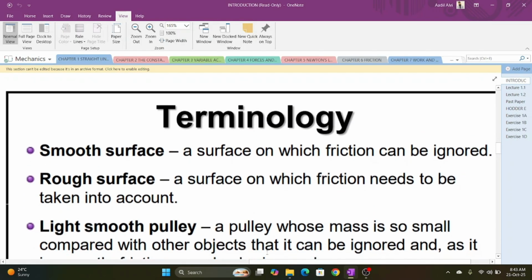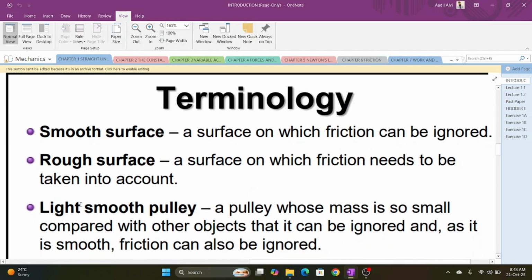Then we have a light smooth pulley. Now there are two things that you can see: light and smooth. Light means that the pulley is so small that its mass is negligible. And it is smooth, so the friction can also be ignored. So these are two assumptions that we have made.